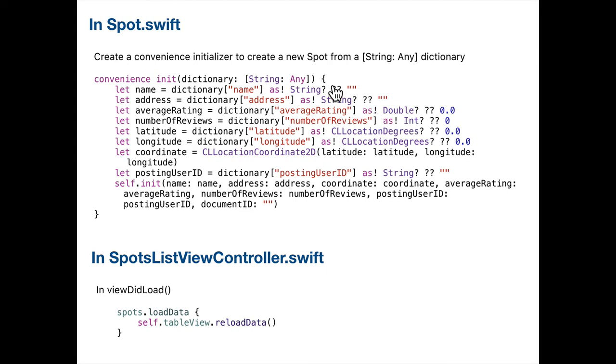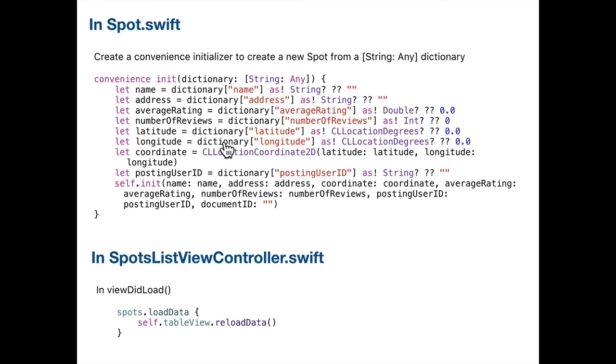And what we have down here is question marks on all of the data types. And if for some reason they come back as nil, then what we've got here with our nil coalescing operators, we'll say, okay, just pass in blanks or zeros or whatever. So this should work out for us really nicely.